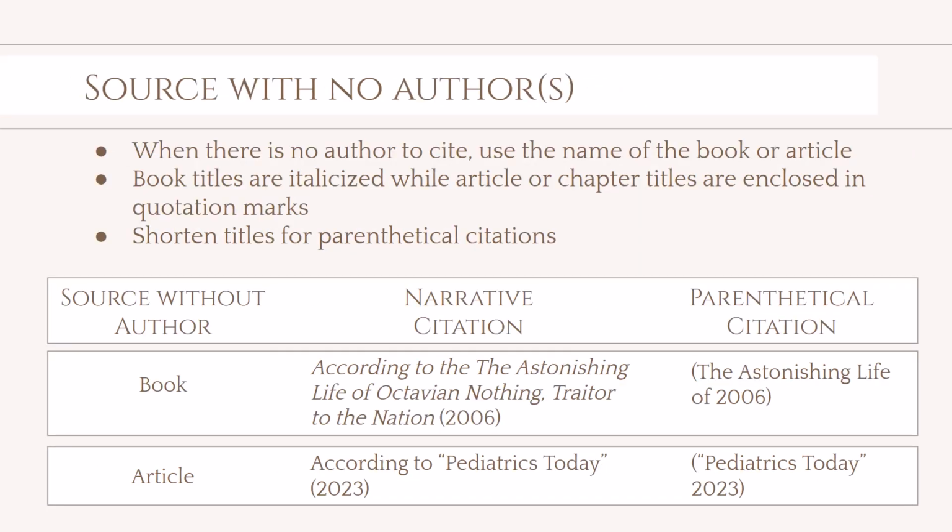When no author is listed for a work, use the title of the source. For books, journals, and periodical titles, the title is italicized. For articles, chapters, and shorter works, use double quotation marks. Additionally, longer titles should be shortened in the text, up to 4 words while being easily recognizable.